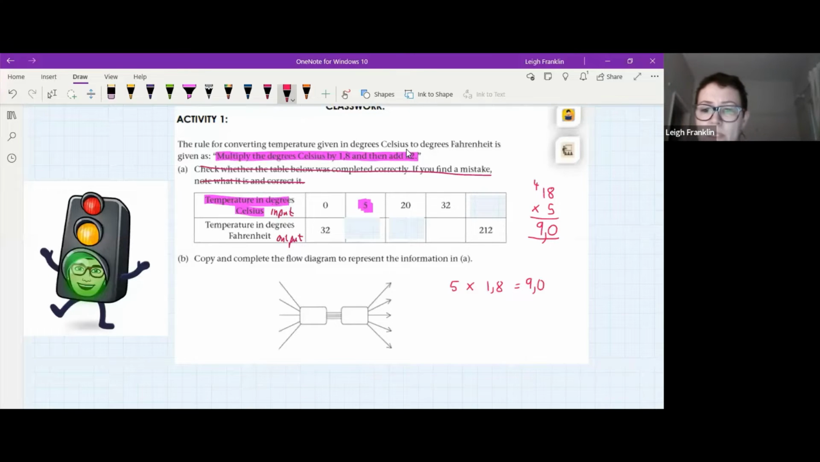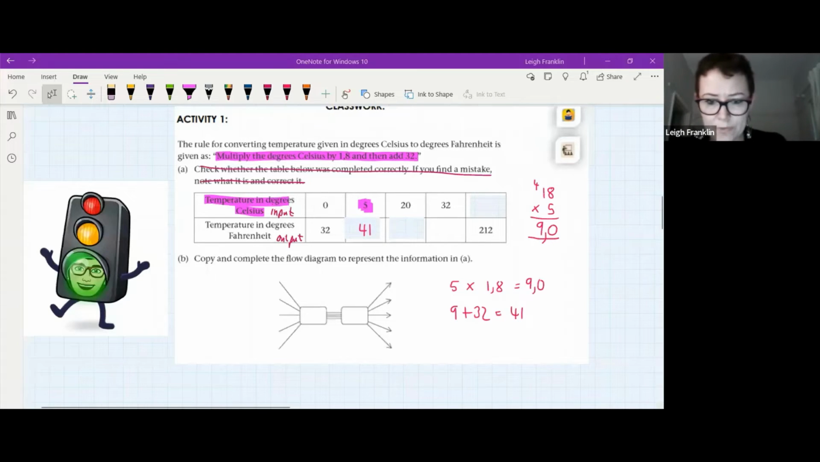Okay, so if we had 1 decimal place in the question, we've got 1 decimal place in the answer, so that is 9,0. Now we take our answer of 9 and add 32 to it, and then we get 41. So that's what I was asking you to do. It wasn't supposed to be difficult.